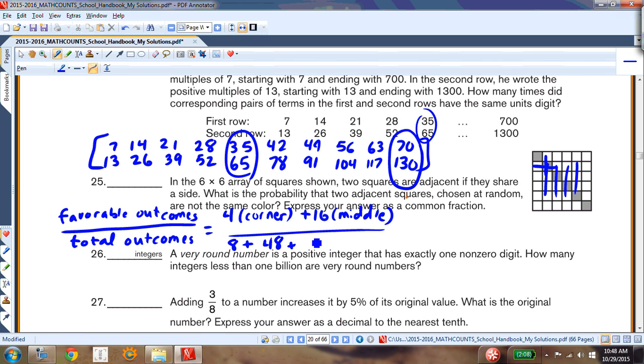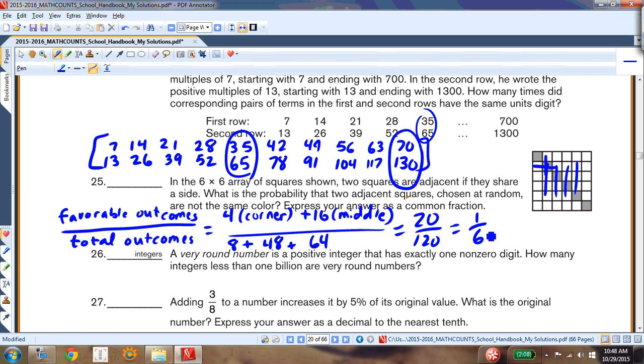So that means I'm going to have 4 times 16. That's 64. That's for all the squares in the middle. So that's 20 divided by 120, which simplifies down to 1 over 6. So that means I have a probability of 1 over 6.